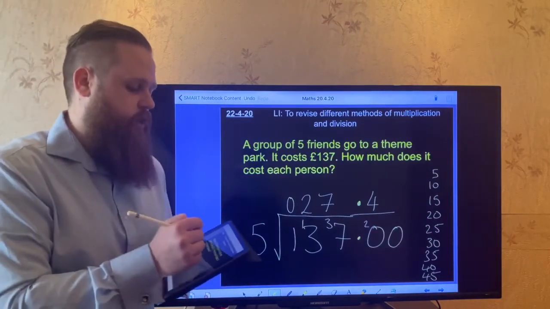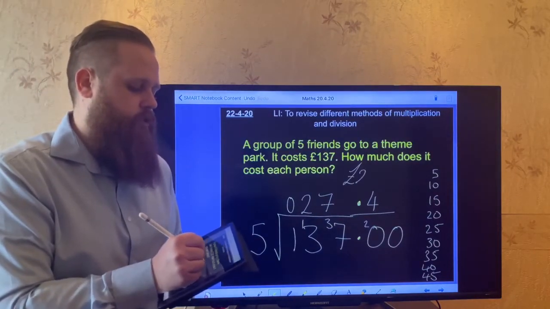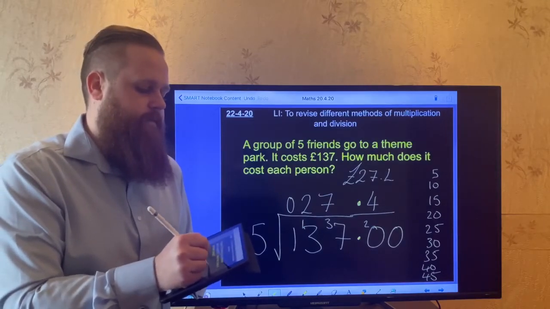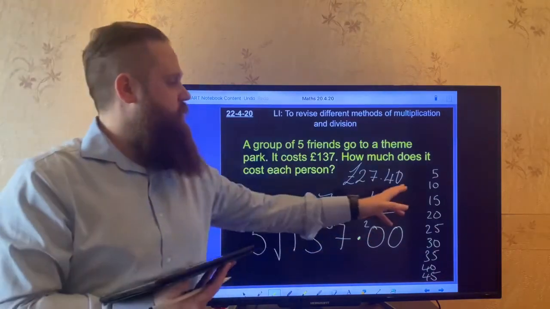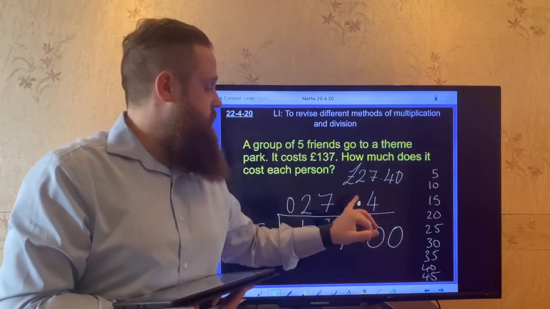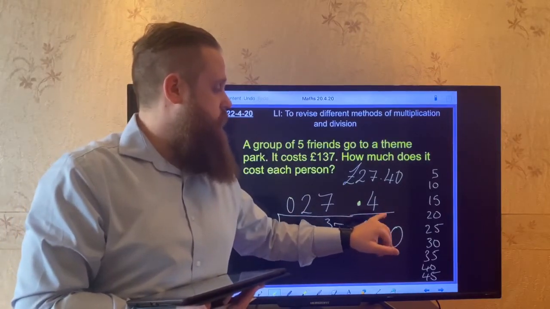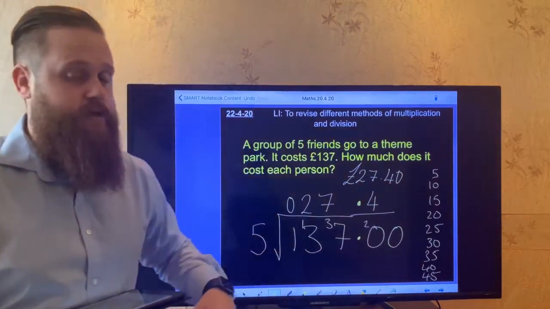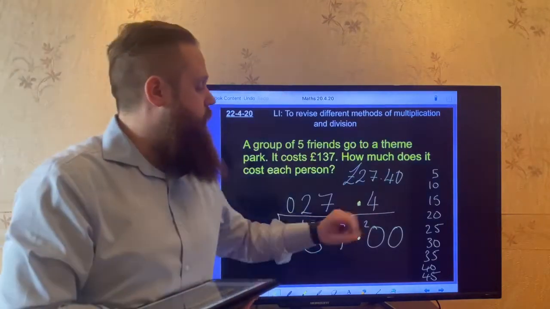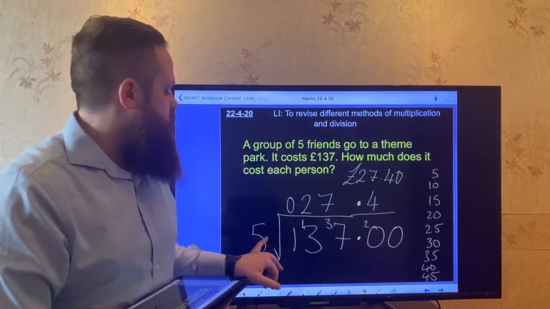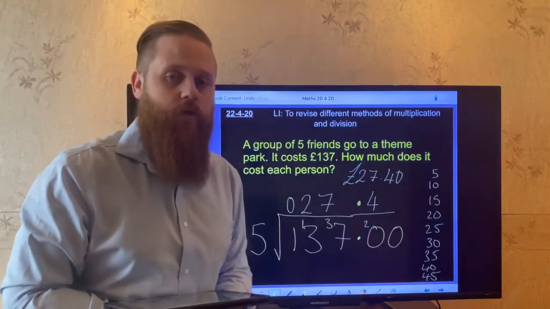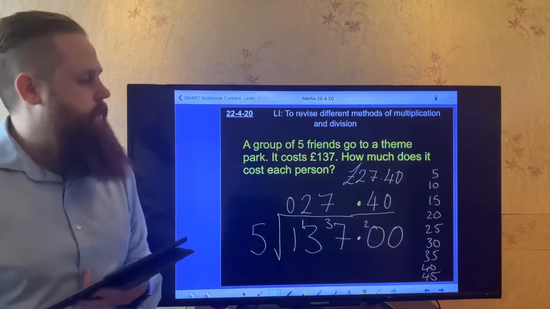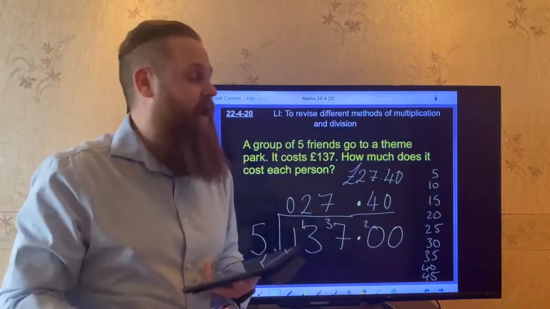So, how much does it cost each person? It costs them £27.40. Why have I put the 0 here? Because it's 40 pence. It's 0.4. So it's not 0.04. It's not 4 pence. It's 0.4. And you can see here, if I was to do 5 divided by 0, that's going to be 0 as well. So the 0 could go there. But that's just about knowing place value.